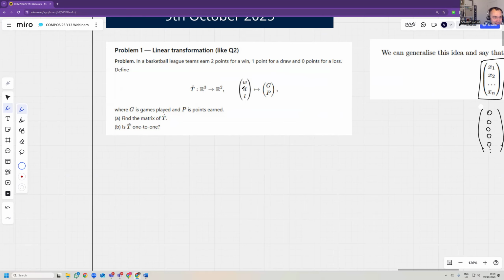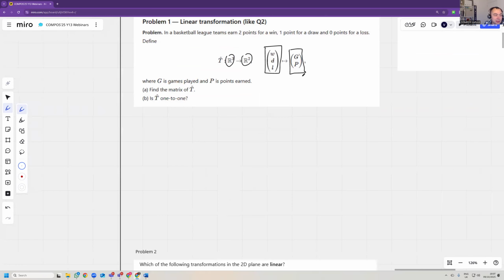this simply means that a 3-dimensional vector is mapped onto a 2-dimensional vector. The vector that we're talking about consists of the number of wins, the number of draws, and the number of losses, whereas this is a 2-dimensional vector with the top number representing the number of games played, and the bottom the number of points won. We need to find a matrix of this transformation.